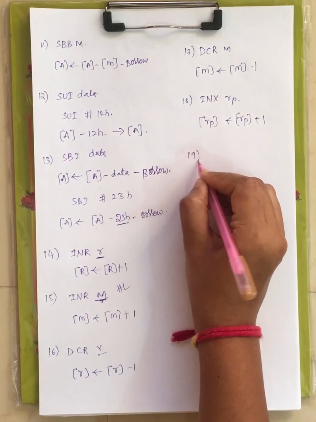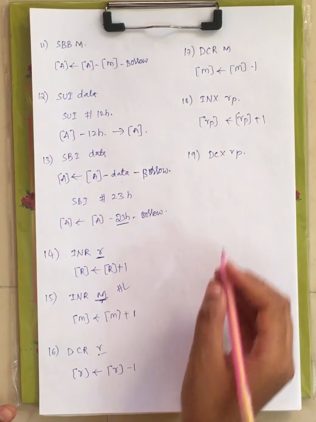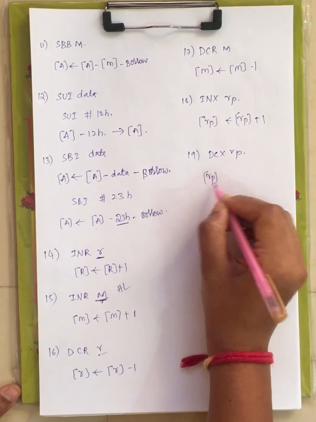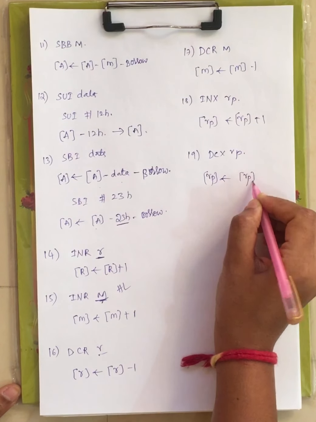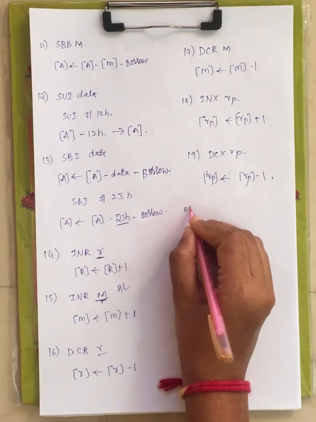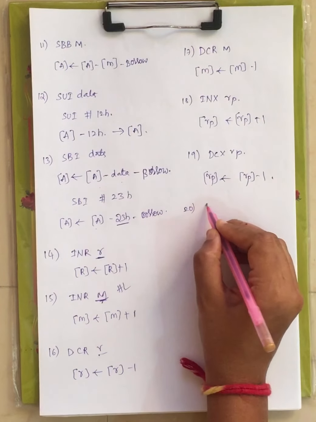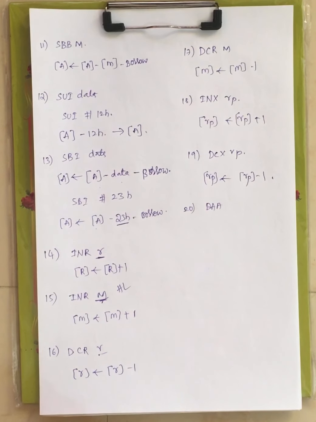Now coming to the 19th instruction, we have DCX RP, decrementing the register pair contents by 1, and the result is stored in RP itself. Now these are 19 instructions. Now coming to the 20th instruction, we have DAA, decimal adjust accumulator. It is used in the program after addition or subtraction operation.